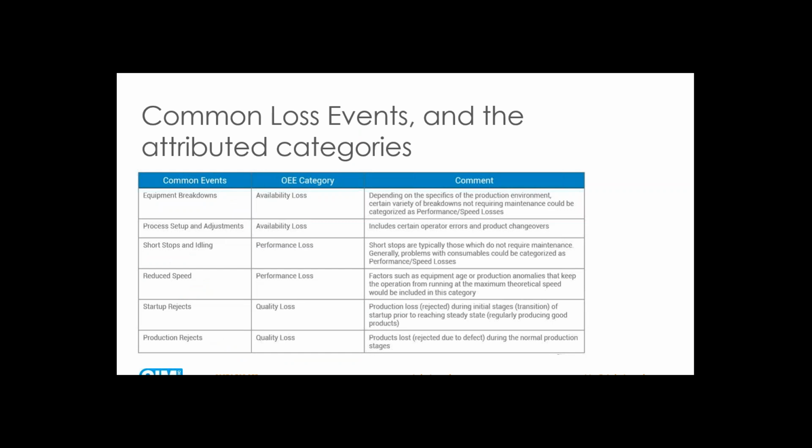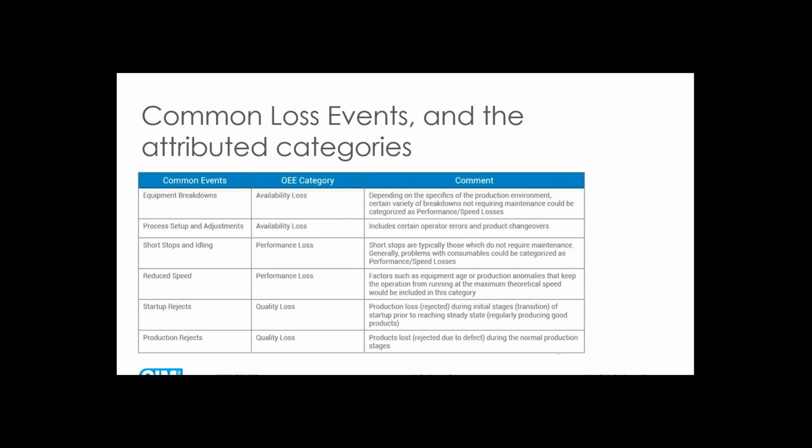Also, quite commonly what you might see is a list similar to what you can see on the screen in front of you that people would call the 6 big losses. So as you can see, there's 2 in each bucket. There's 2 in availability loss that would be equipment breakdowns and process setup and adjustments. There's 2 in performance loss, short stops and idling, reduced speed, and 2 in quality loss, covering startup rejects and production rejects. This is kind of a well understood grouping of losses that can occur in a manufacturing process that's quite commonly used. So for example, an equipment breakdown hopefully is quite straightforward. There's been some kind of mechanical, electrical fault on the system.